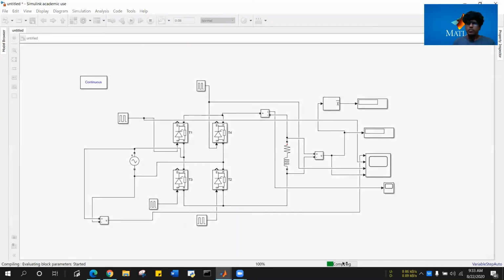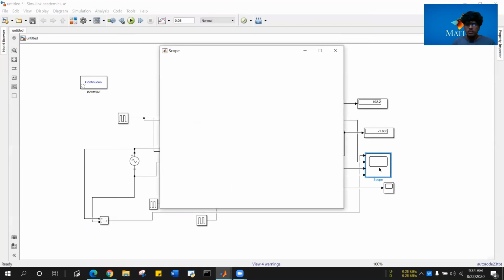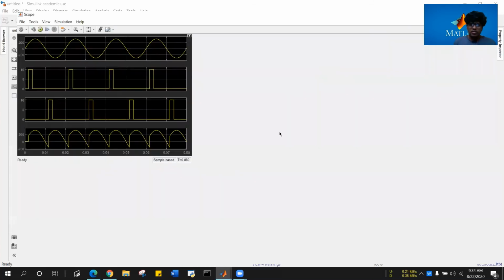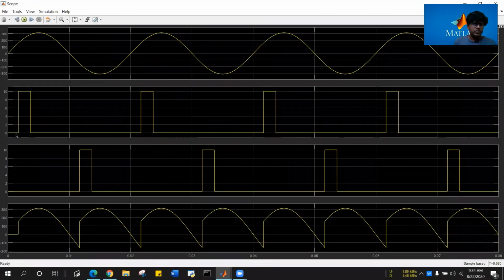It has started compiling. As you can see, this is the graph that we got. You can see here, this is our normal input sinusoidal wave. So first it gets triggered. I'll just maximize it. Okay, so it gets triggered at this 30-degree angle, right? This is my triggering angle. So it is for T1 and T2.